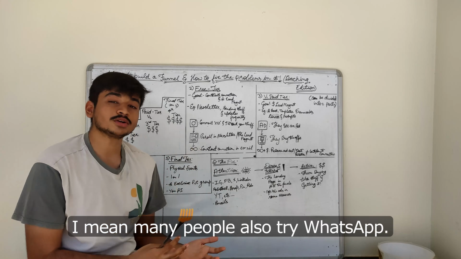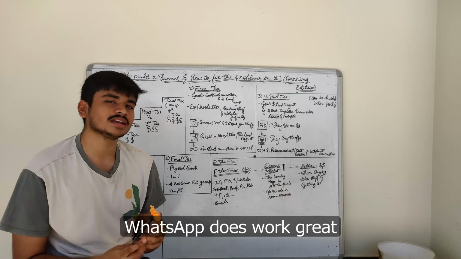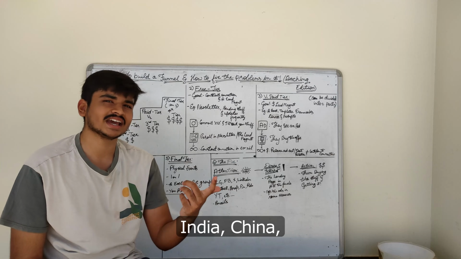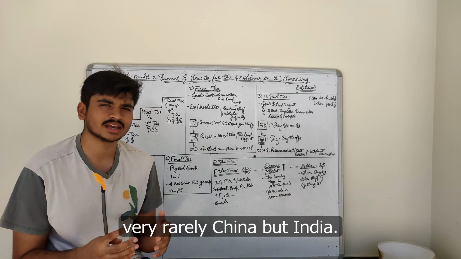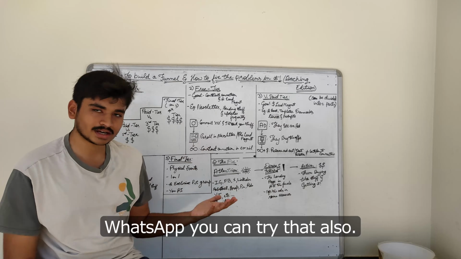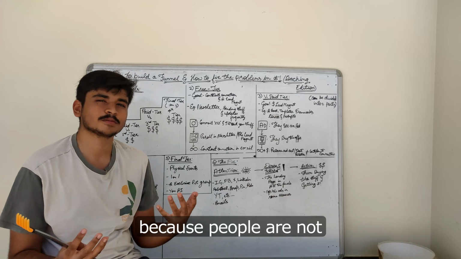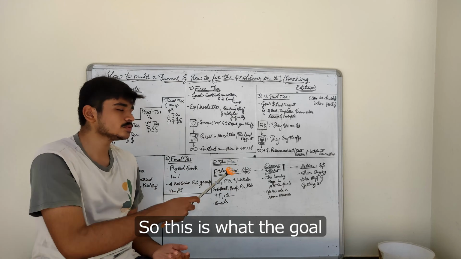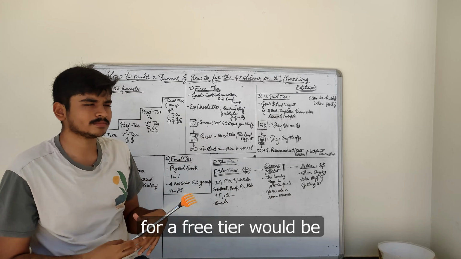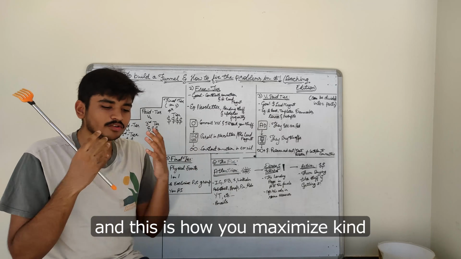Many people also try WhatsApp. WhatsApp does work great if you are in a certain locality, India, very rarely China, but India. If your audience uses WhatsApp, you can try that also. Messaging also works, but messaging is a little bit risky because people are not okay sharing their number. So yeah, this is what the goal for a free tier would be.